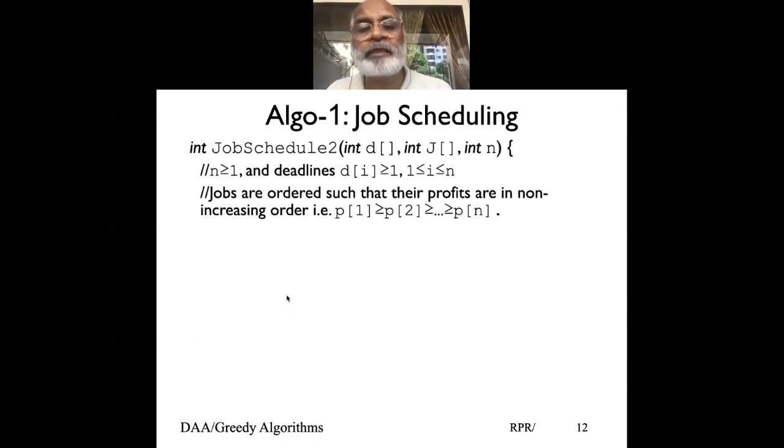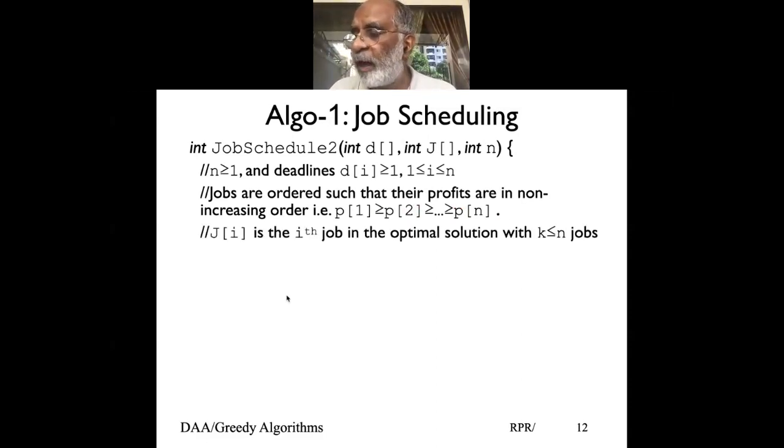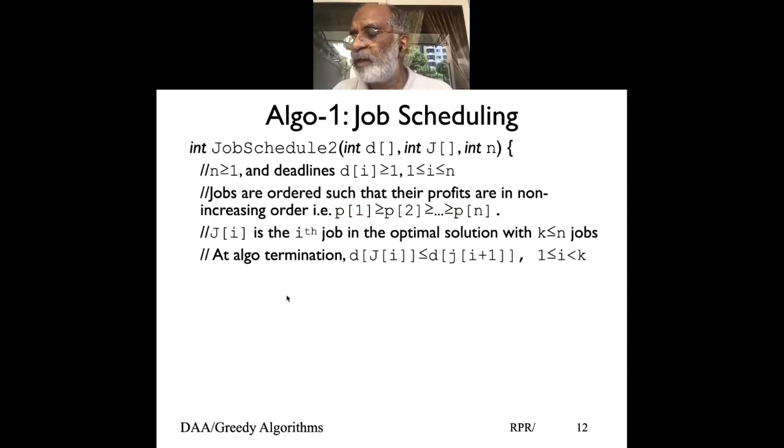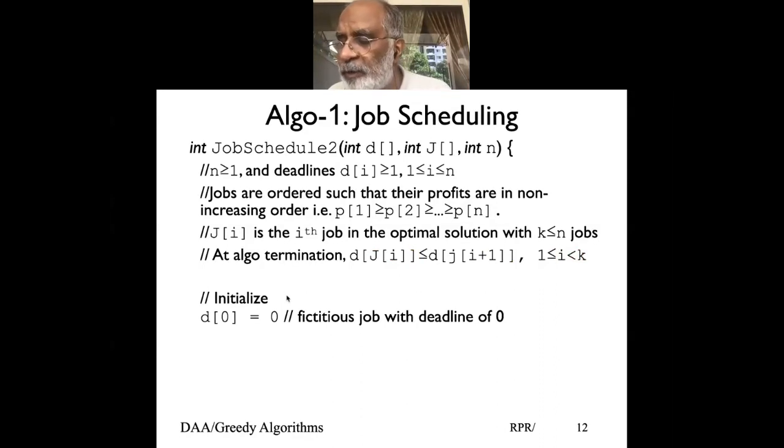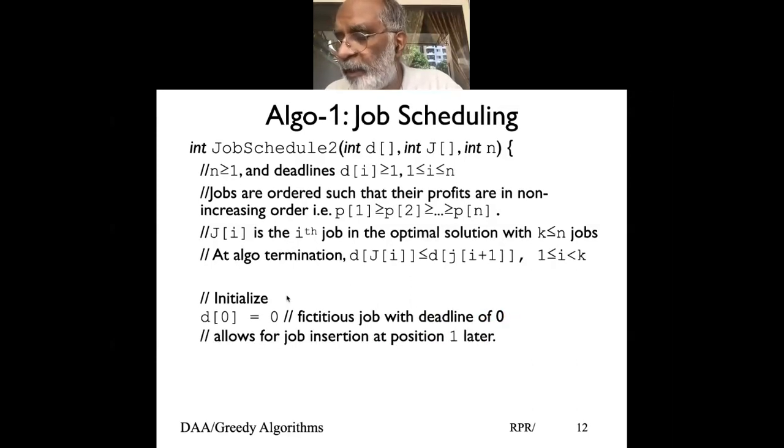If you look at the formal algorithm, it basically works as follows. Assuming that we schedule the jobs in terms of their profit, and once you schedule a job, we need to check that the deadline for each job is respectively maintained. So we start with initialization. We assume there is a job 0, which is a fictitious job. This is used just as a boundary condition for a deadline of 0, so that no job will get scheduled before. It is only for our programming convenience and nothing else.